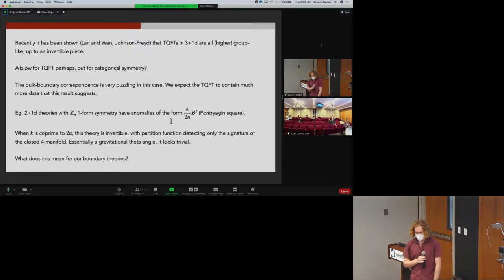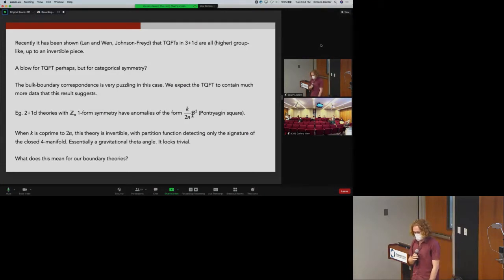For instance, 2+1D theories with a Z_n 1-form symmetry have anomalies that you can write in terms of, say, this 2-form B. We usually write this as the Pontryagin square. So there are non-trivial anomalies for these symmetries, but when the level of the anomaly K is coprime to 2n, the Turaev-Viro theory you get, which is essentially when you sum over B's, is an invertible theory. And actually, it's only sensitive to the signature of the four-manifold. It's essentially a gravitational theta angle.